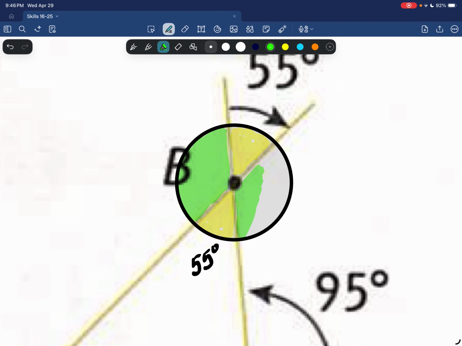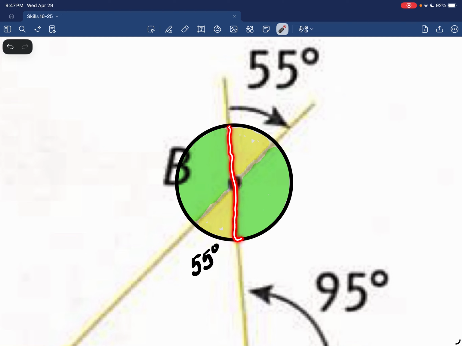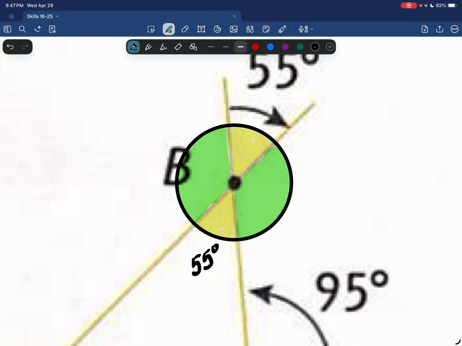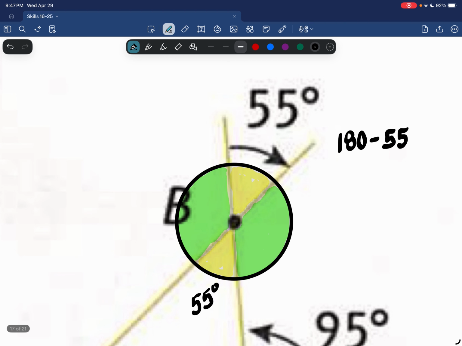And it's going to be the same on this side. But my question to you is, how do I find the number of degrees in one of these green areas? Because once I find one of them, I know the other one. They make a bow tie. So how do I find that number? Well, think about this. Think about a yellow and a green. They make half a circle, so that's 180 degrees. So if I take the 180 and I subtract the 55 that I have up there, you can use your calculator if you need it.